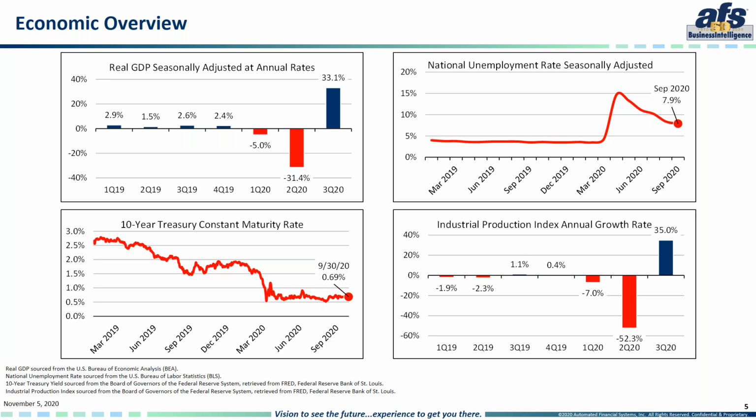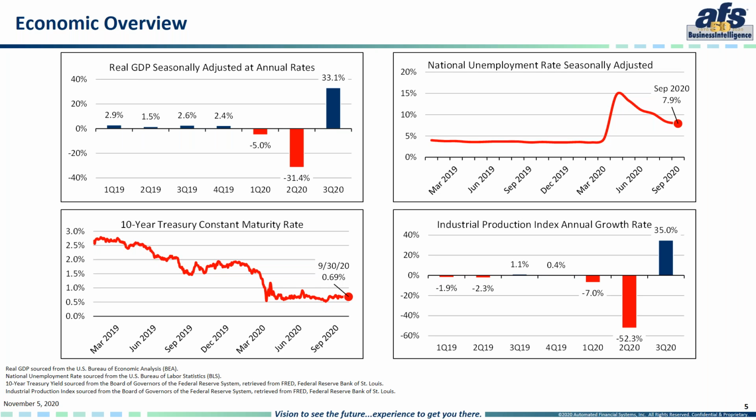It is worth noting that mathematically, a 33.1% increase does not mean that we have recovered all of the lost ground from the prior quarter. So, with plans for another round of fiscal stimulus still uncertain, it is anyone's guess how long and how consistent this rebound in economic activity will be.